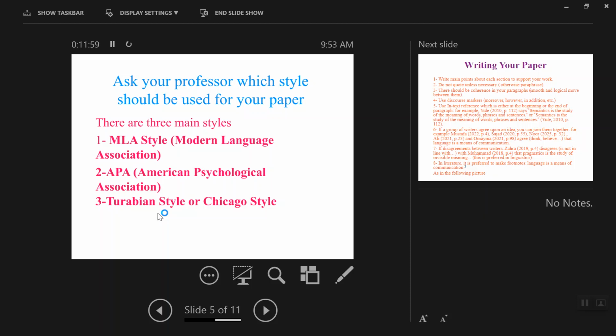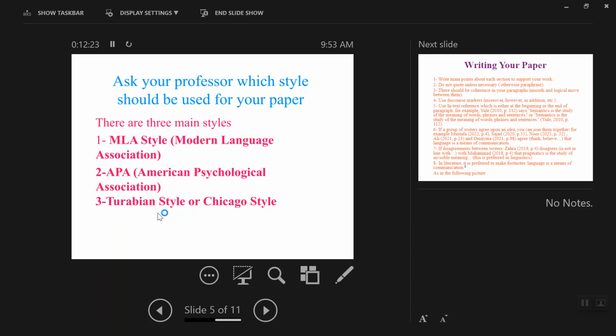Sorry. There is a style you have to follow when writing a research paper. We have so many styles, but here you have 3 main styles. Number 1, MLA style, which is Modern Language Association; APA style, American Psychological Association; and Turabian style or Chicago style. These are related to the humanities.